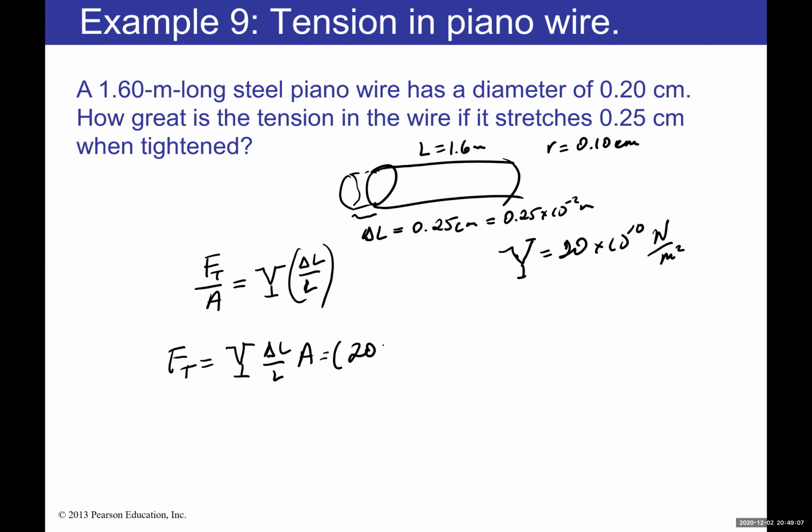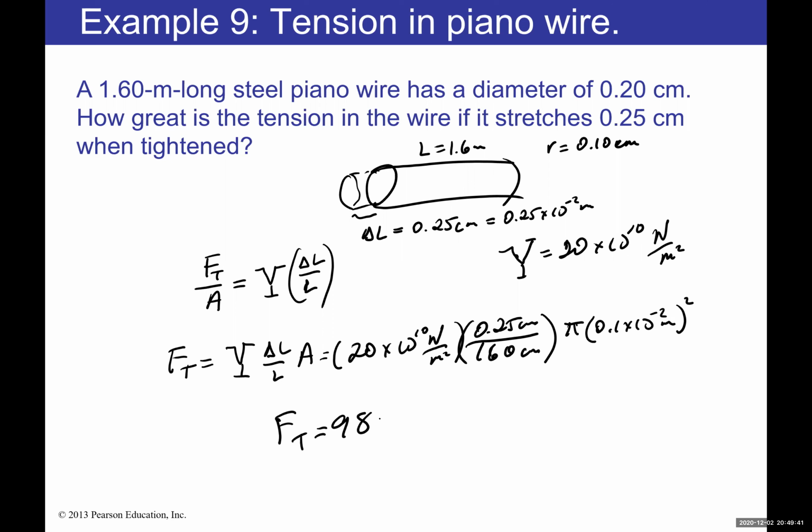So it's 20 times 10 to the 10 newtons per square meter, then times, I'm going to keep it in centimeters, 0.25 centimeters over 160 centimeters, right? Because 1.6 meters is 160 centimeters, and times the area, which is nothing but pi times 0.1 times 10 to the negative 2 meters squared. Then I can calculate this tension force to be 980 newtons. There you go.